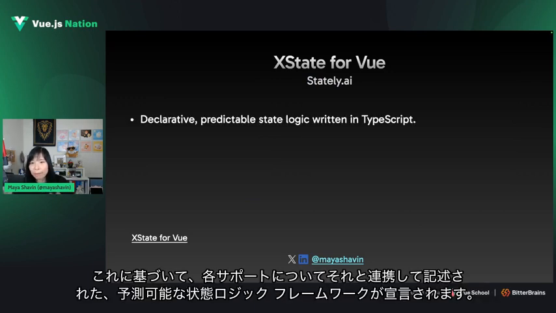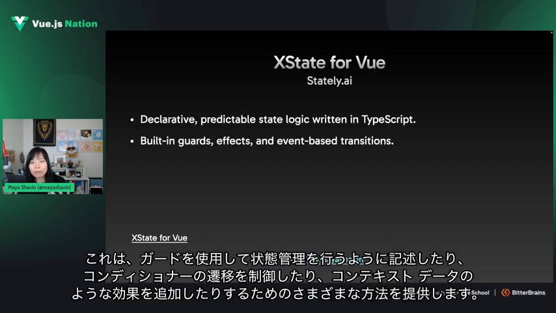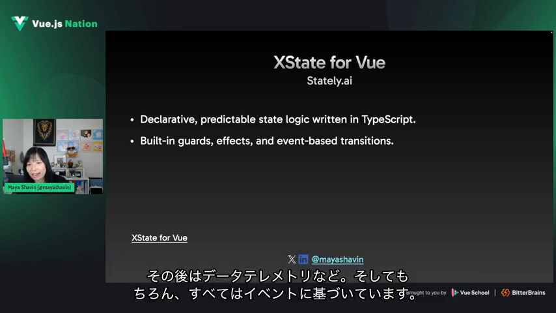XState, based on that, is a declarative, predictable state logic framework written in TypeScript and fully supported by TypeScript. It offers a lot of different ways to do state management, with guards, like going from one state to another, controlling the conditional transition, and adding effects like context, extra data, telemetry, and so on. And of course, everything is based on events.